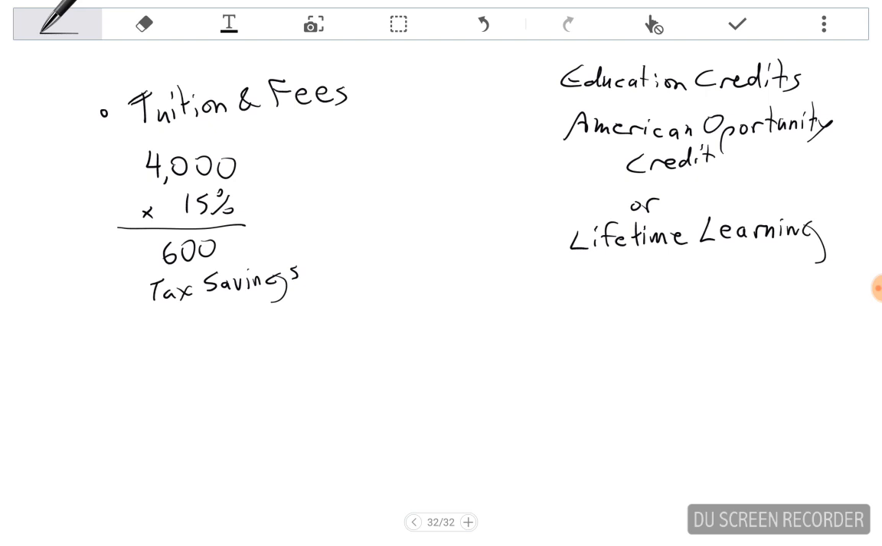Now, if I take the lifetime learning credit and I'm in that same tax bracket, let's say that I spend the same amount of money, and let's say that they're both $4,000. So let's say I spent $4,000 on qualifying expenses. Well, lifetime learning lets you take a 20% credit, and that would be $800 of tax savings.